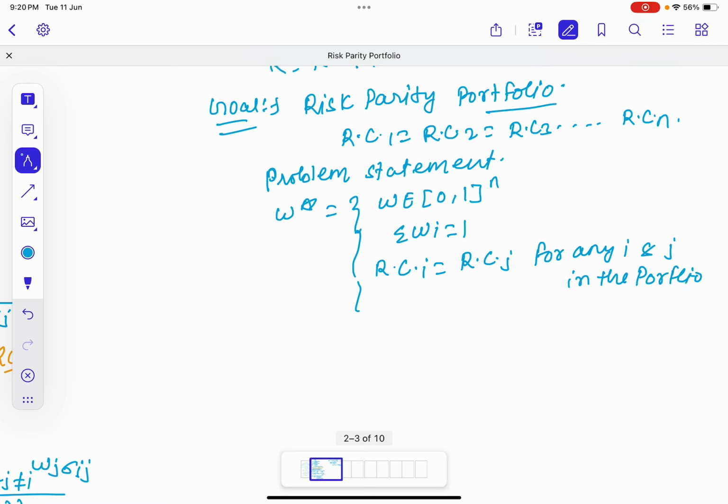If we write it in other terms, what is the risk contribution of I? It is basically the weight of I into the MCR of I, which is equal to the weight of asset J into the MCR of asset J. So it is J over here. This is our problem statement, and this is what we want to find out. Let us try to see an example and then we will be able to do it.